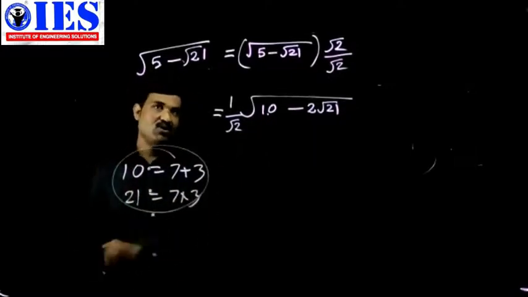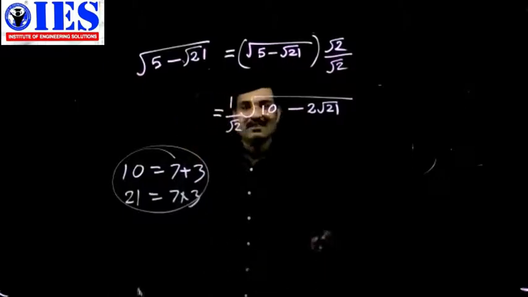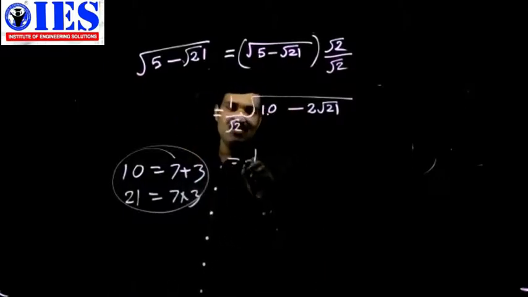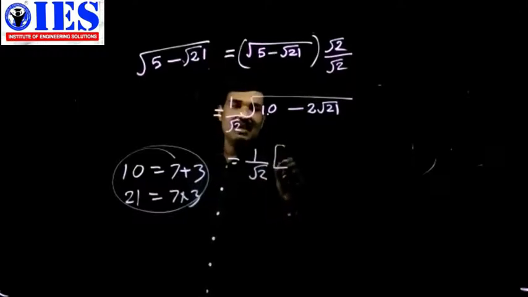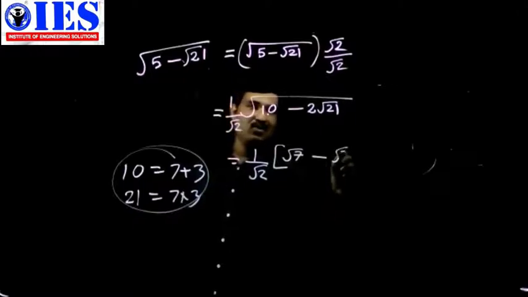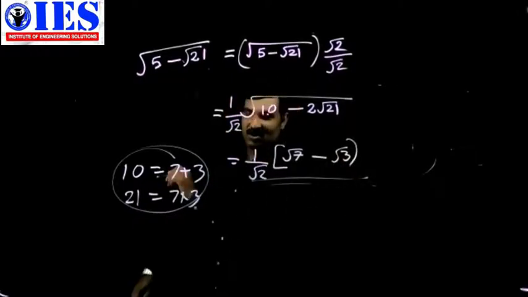So we obtained two numbers. So we can write the solution as 1 by root 2, which is already written here, multiplied by root 7 minus root 3. So this is the solution.